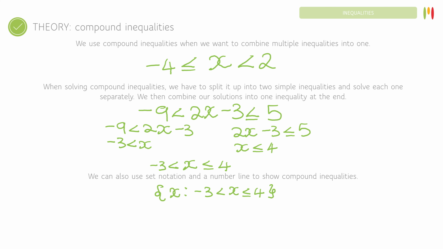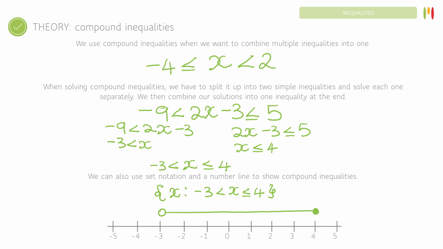On a number line, we can represent this by circling above the boundary values and drawing a line in between them. So we can circle above -3, with an open circle as x is strictly greater than -3. We can then circle above 4 with a solid circle as x could also be equal to 4. We then draw a line between these two circles. Let's move on to some example questions.